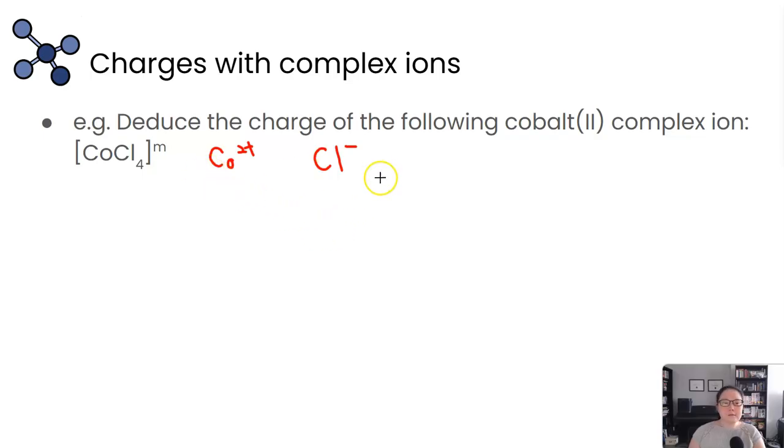So let's take a look at how many of everything you have and figure out what the overall charge is going to be. So you have your cobalt, it has a +2 charge, and you have 1 of them. And then you have your chlorine, which has a -1 charge, and then you have 4 of them. So overall, this whole complex is going to have a charge of -2.